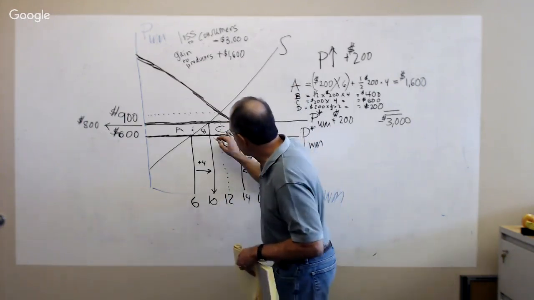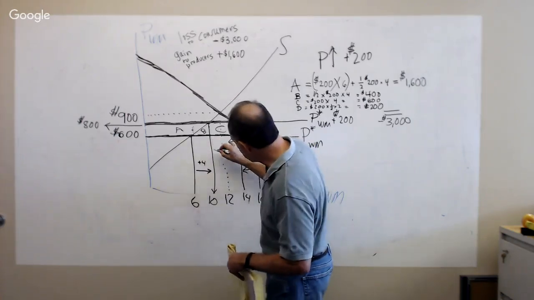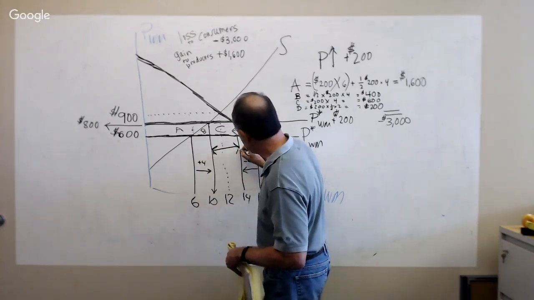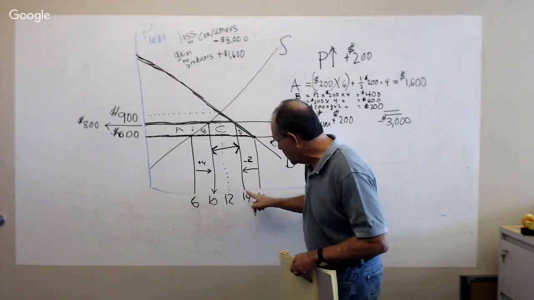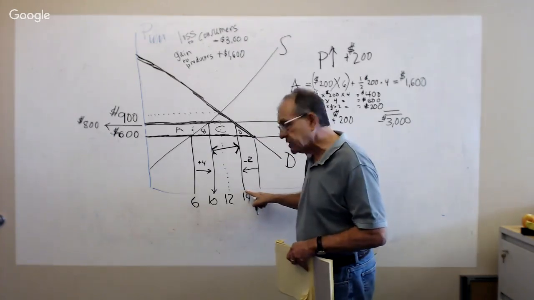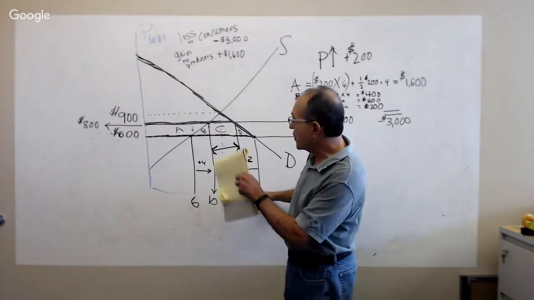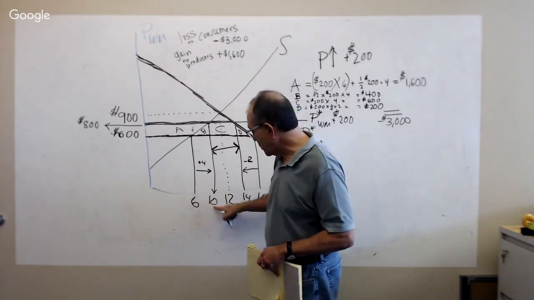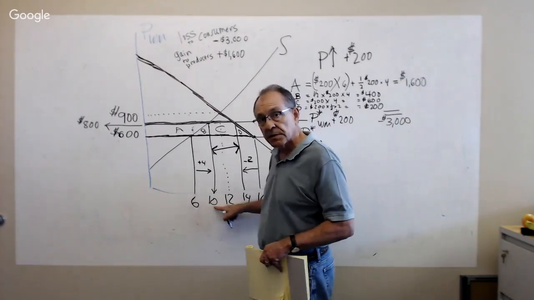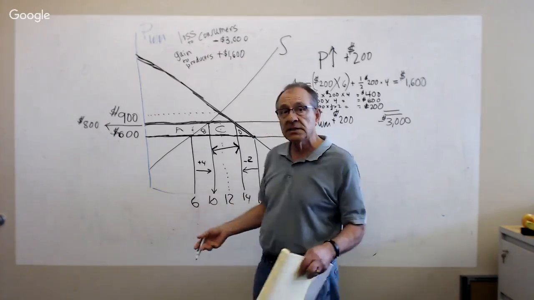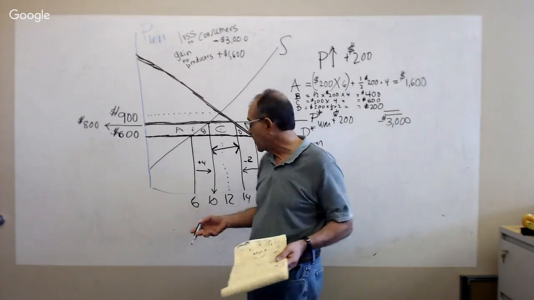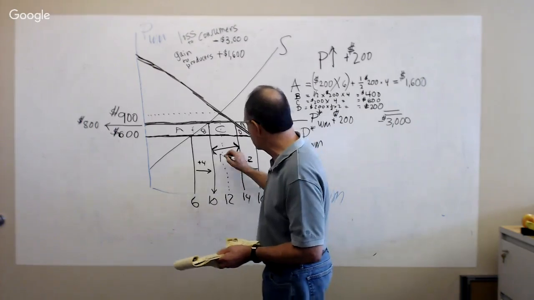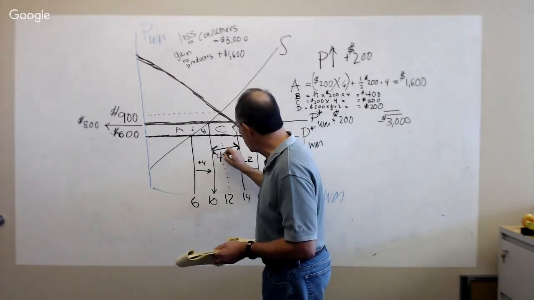Because if you note, this distance here, which is the difference between the number of washing machines that consumers are buying at a price of 800, which is 14, minus the number of washing machines that are being produced or supplied by domestic producers, 10, that has to be what's being imported, what's coming from abroad. And so imports are equal to 4, which is the difference between 10 and 14. So this distance here is 4, okay?